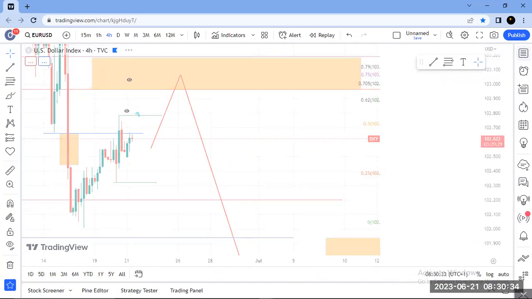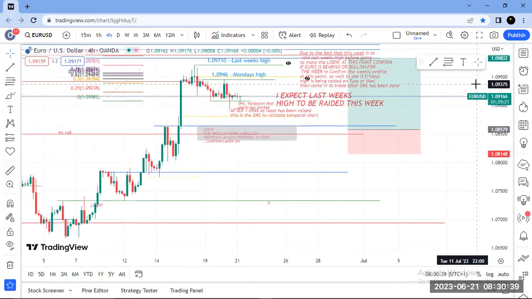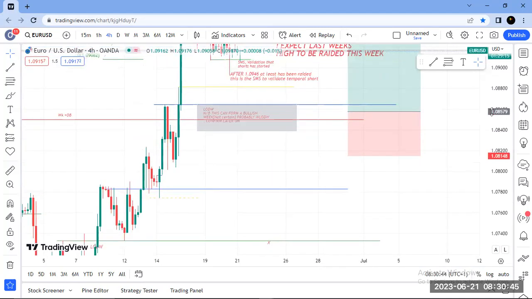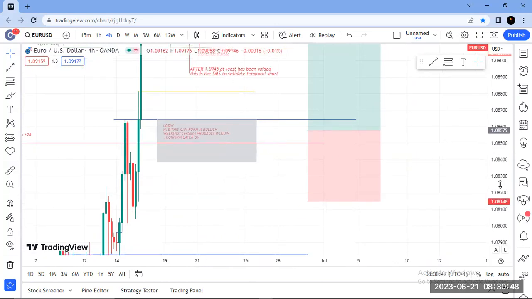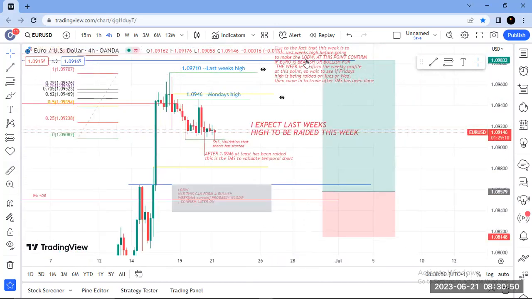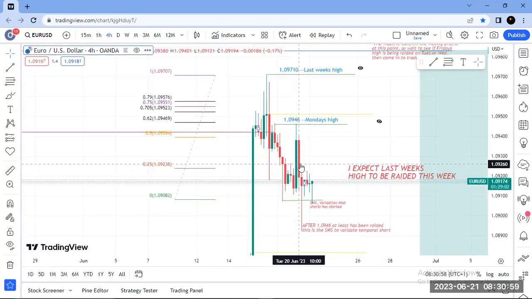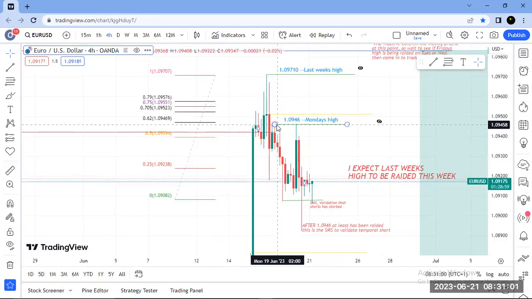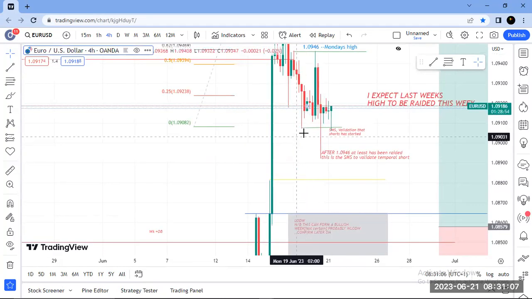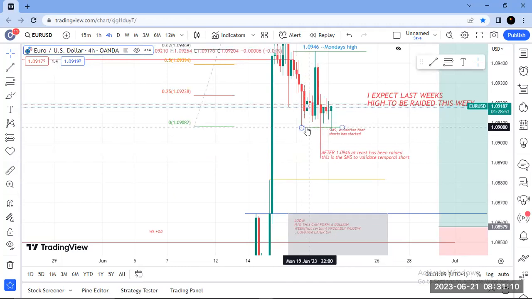The same thing goes for the euro. You see, I've already marked this week. I did all these things. Yesterday I marked this as the quest for liquidity, the draw on liquidity, which was Monday's high, and it took it and went on to show me the break in market structure here to the downside.